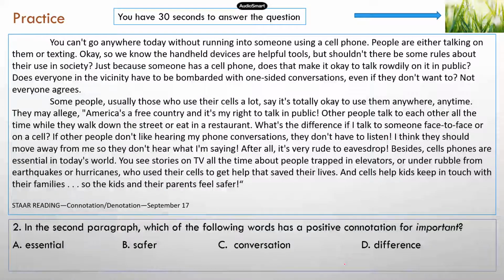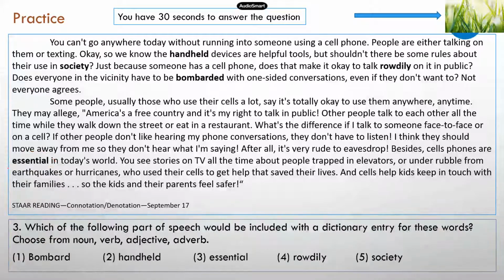All right. Which of the following words has a positive connotation for important in the second paragraph? We all know what important means, right? So you need to find a word that has a similar meaning, but it's going to have a positive connotation. So the correct answer is A, essential, which is right here in the second paragraph. So essential just means very important and necessarily needed. So the correct answer is A. Okay, next question.